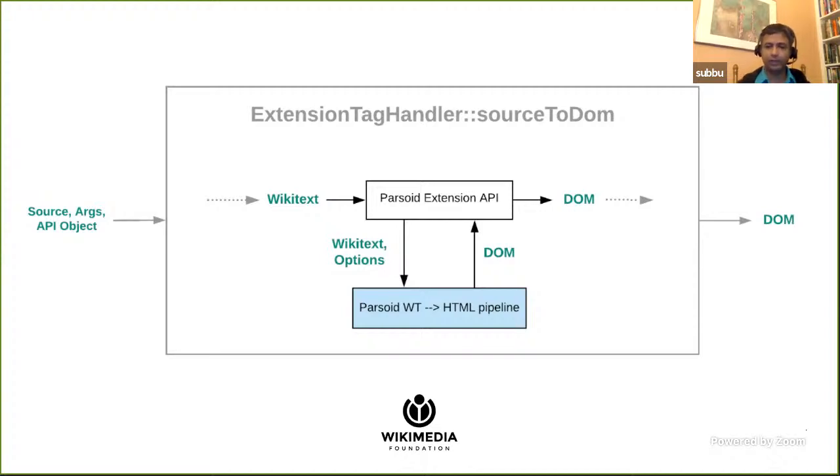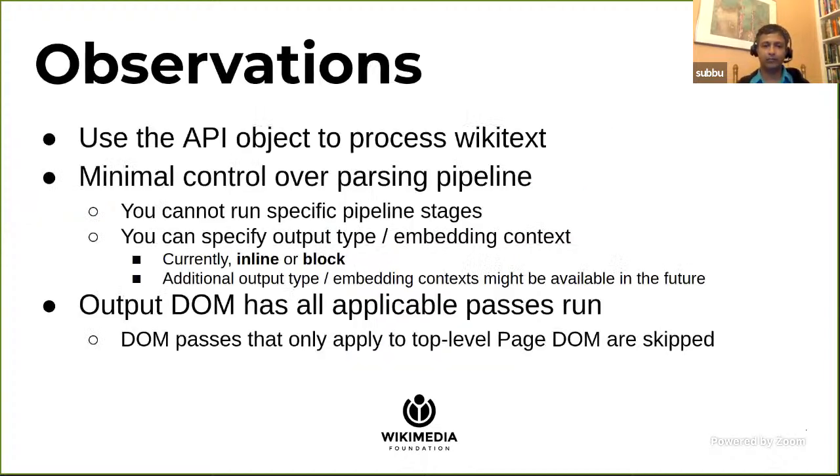But you do get some semantic control over the pipeline. For example, given that this extension is used on a page, you might have constraints on how this particular output is embedded. For example, if it's used in inline context or a block context, Parsoid can enforce certain constraints on how the output looks. In the future, we may add additional output types or embedding contexts, but for now, it's only inline or block. And as I mentioned just now, the output DOM has all the applicable passes run. And for certain optimization reasons, if there are passes that can only be run on the top-level page DOM, those are skipped right now.